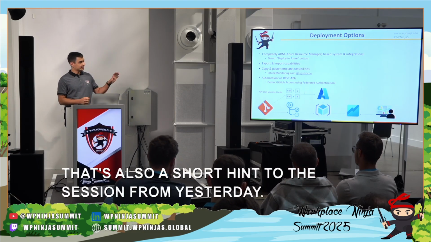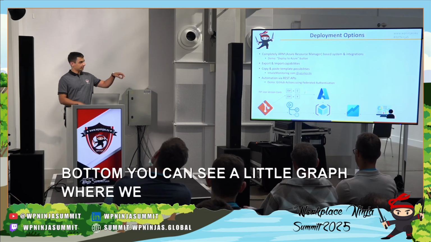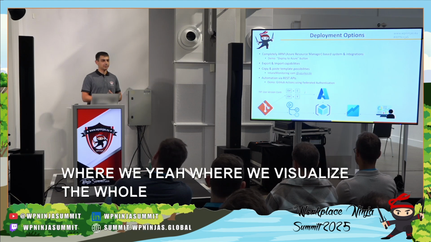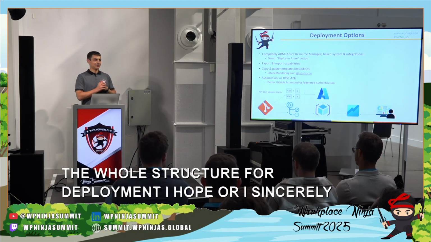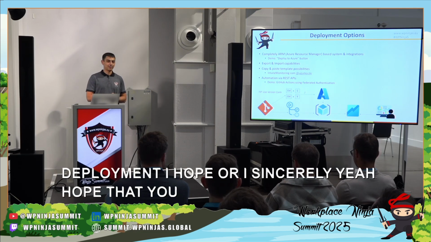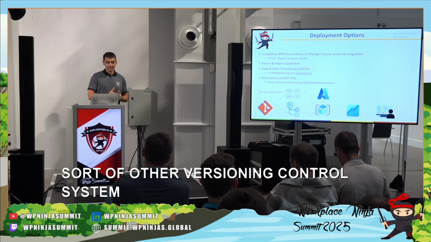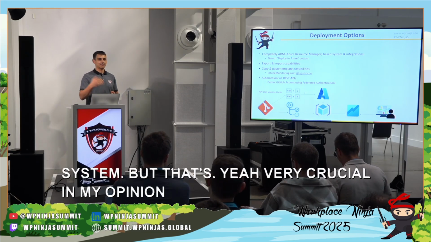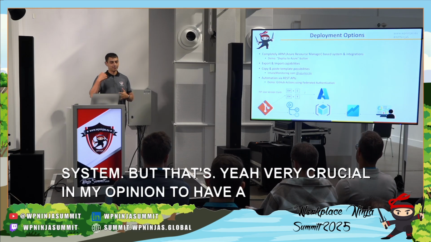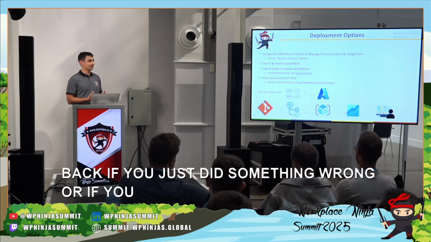On the bottom you can see a little graph where we visualize the whole structure for deployment. I sincerely hope that you use Git for your versioning control system, or some sort of other versioning control system, but that's very crucial in my opinion, to have a look and go back if you just did something wrong, or if you just want to store it properly.